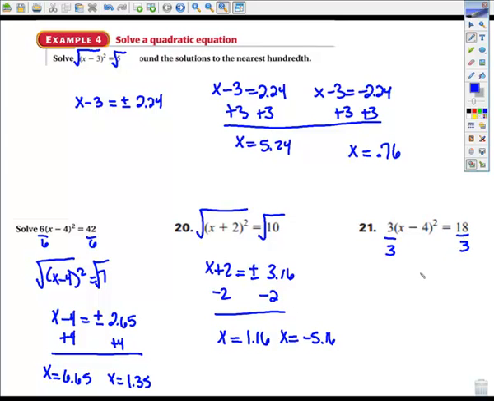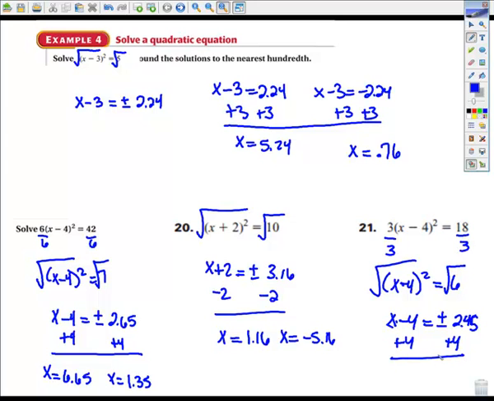Divide by 3 on this one. So x minus 4 squared equals 6. Square root it, and I get x minus 4 equals positive and negative 2.45. Add 4. So x will equal 2.45 plus 4 is 6.45. And negative 2.45 plus 4 is equal to 1.55.